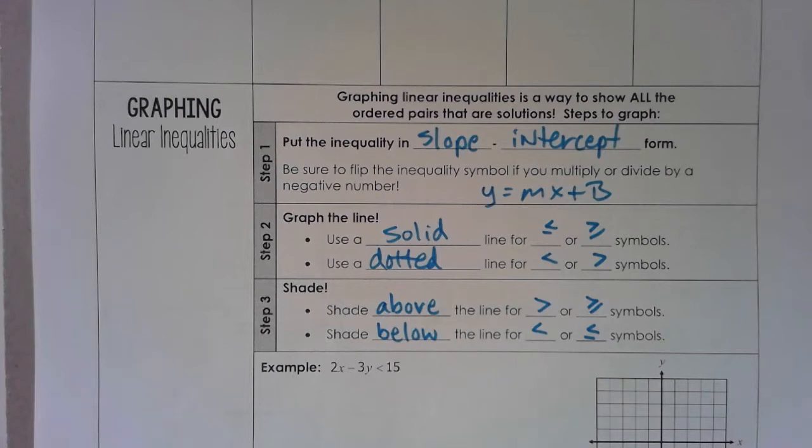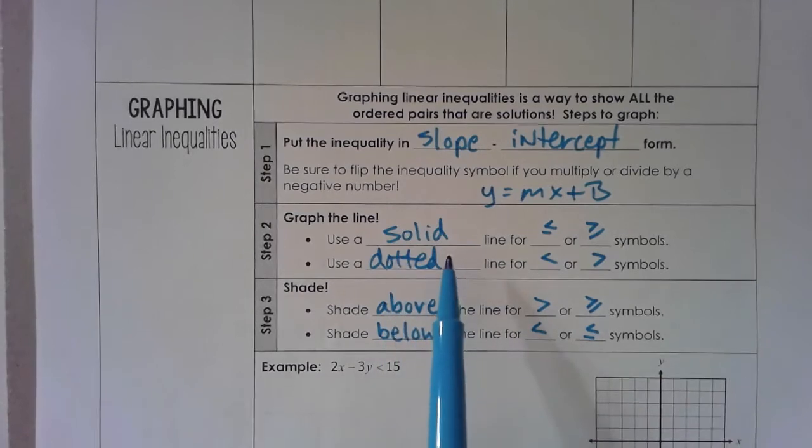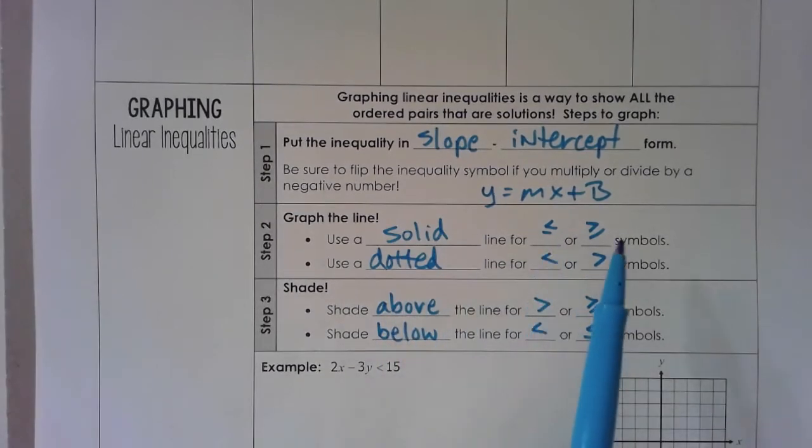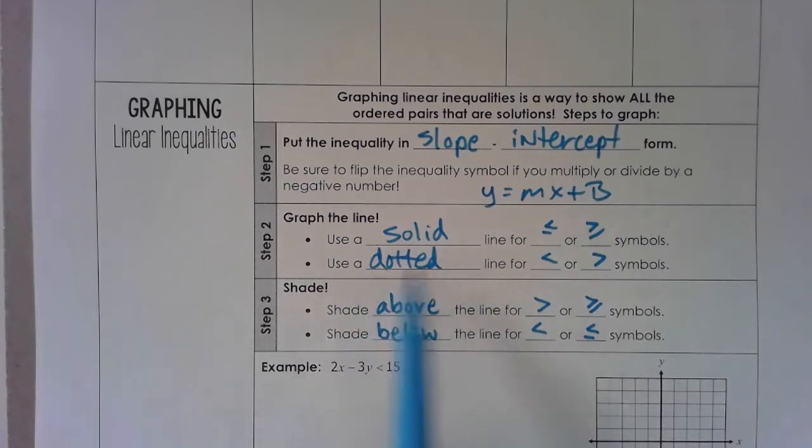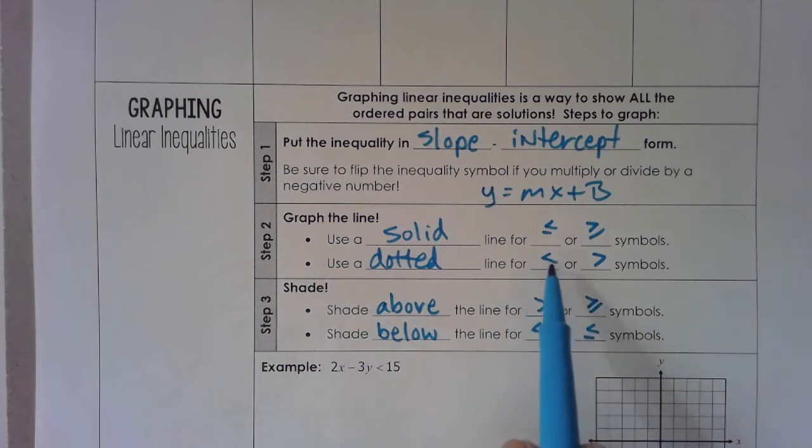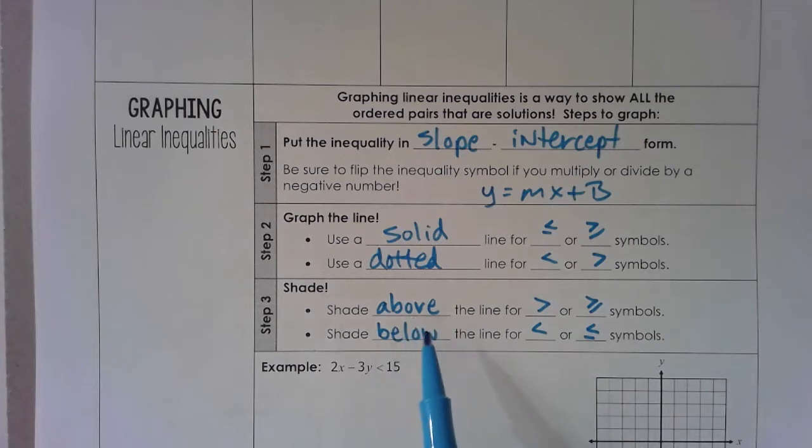If I take a look at step 2, it says use a solid line when I have less than or equal to or greater than or equal to symbols. So if I have a line under this sign, it's going to be a solid line. Conversely, it's going to be a dotted or dashed line if I have just a less than or greater than symbol. In addition, for the second part of our graph, I'm going to shade above if I have a greater than sign or greater than or equal to sign. And conversely, we'll shade below if it's less than or equal to.